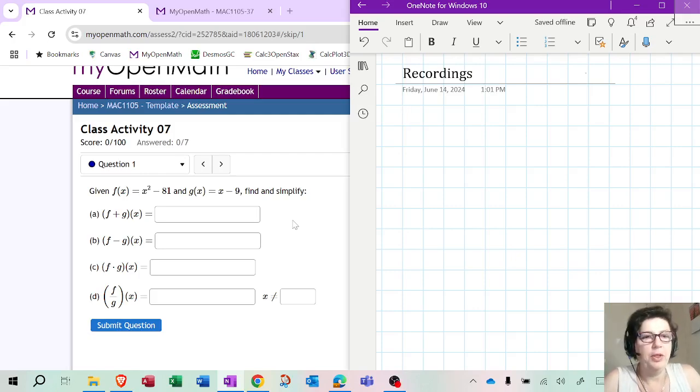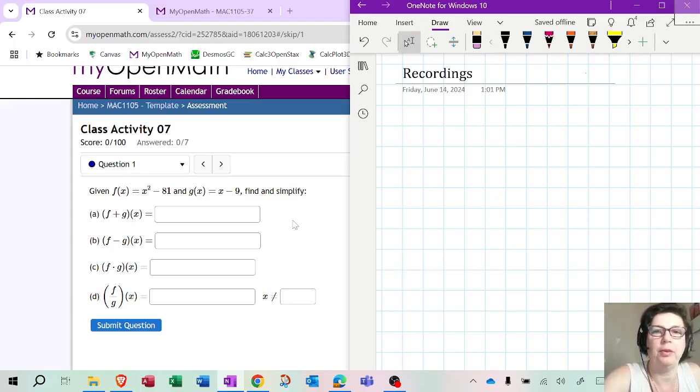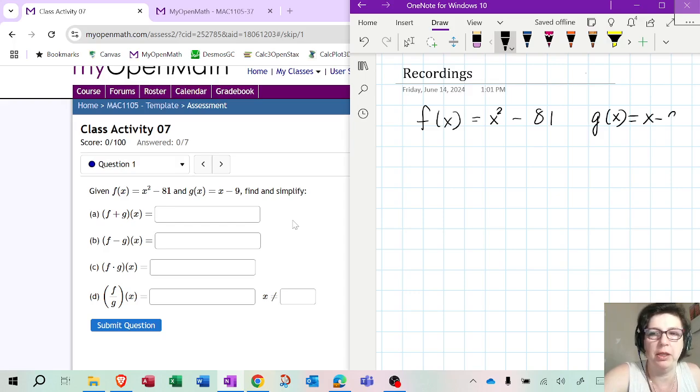Okay, guys, in this video, we are going to take a look at basic operations on functions such as addition, subtraction, multiplication, and division, and also the domain of the division, which is going to be important here. Now, these functions are what we call polynomials, meaning that these are just some powers of x added and subtracted. So we've got x squared minus 81 as f of x, and then g of x is x minus 9.